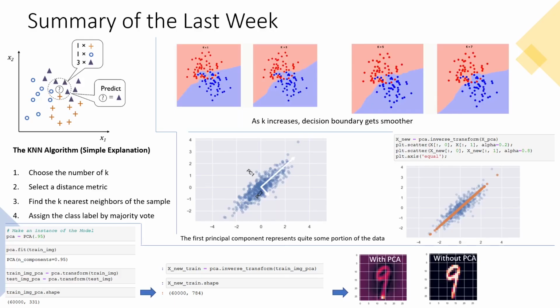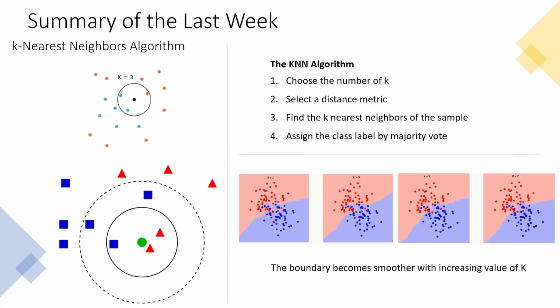So what we covered last week, actually, we covered the k-nearest neighbor algorithm. That's a pretty simple algorithm in order to classify unknown things, such as this one. We have seen that as the k increases, the decision boundary gets smoother, and we have seen the concept of principal component analysis and dimensionality reduction, and some applications of principal component analysis.